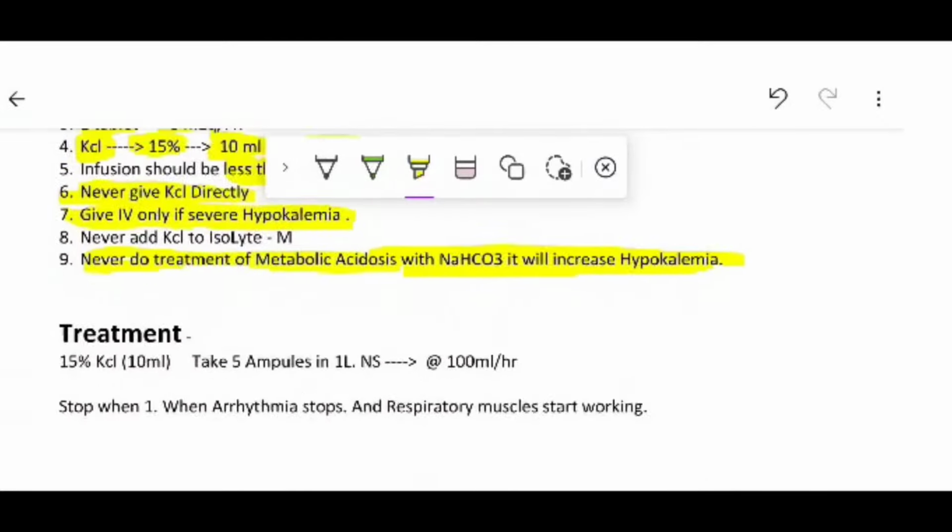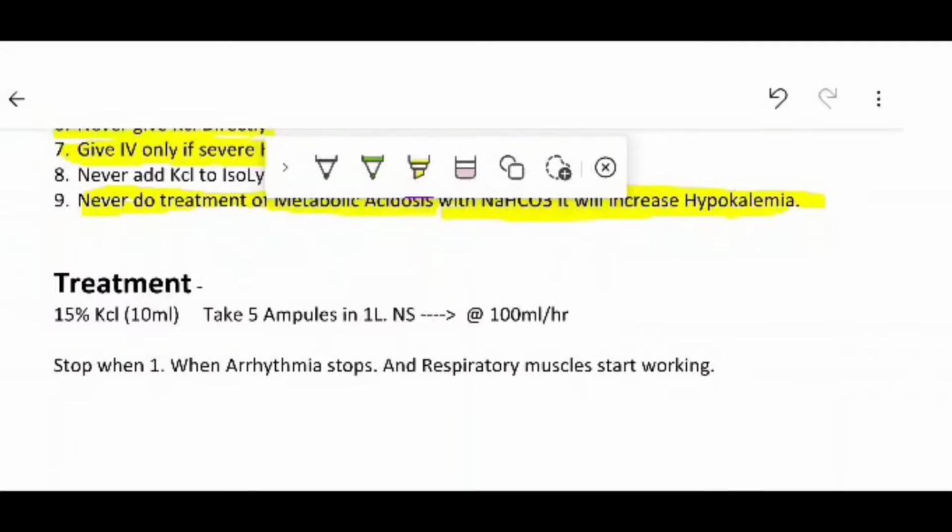So now what is the treatment, guys? For IV treatment, we will take 15% potassium chloride, which comes in a 10 ml ampule. We will take 5 ampules of this potassium chloride in 1 liter of NS, and we will infuse it at the rate of 100 ml per hour. And we will stop this infusion when the arrhythmia stops and the respiratory muscles start working.